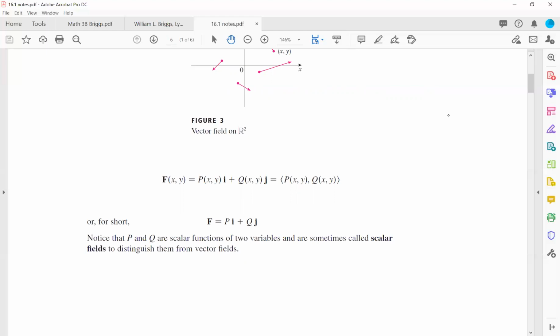Remember that we can define a vector by just representing the components of the vector without mentioning the directions. For simplicity, you can write the vector valued function f to be P in the direction of the x-axis plus Q in the direction of the y-axis. Note that P and Q are scalar functions of two variables, which are sometimes called scalar fields.